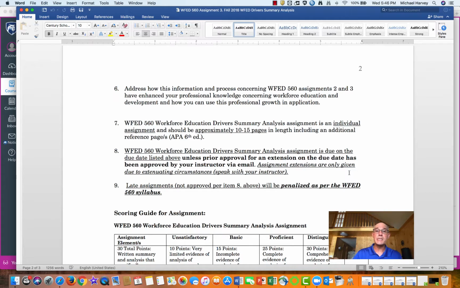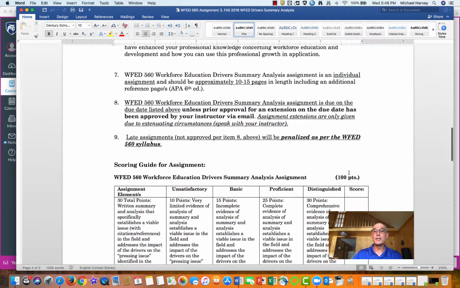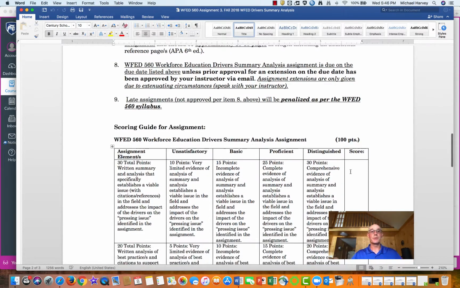Again, as with other assignments, this is due on the due date. If you need an extension because of extenuating circumstances, you need to follow up with me prior to the due date. And also, the assignments that are late will be penalized per the syllabus.